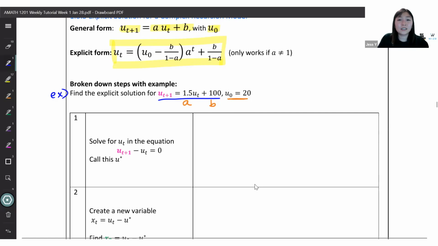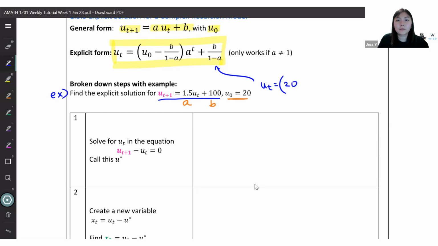So if I wanted to just use this formula, I can say that u sub t equals my u sub 0, which is 20, minus my b, which is 100, divided by 1 minus a, 1.5, times a to the power of t, plus b divided by 1 minus a. It's a painful formula. It's massive. But it's kind of like back when you learned the quadratic formula, how it takes care of everything that you can't factor or don't have to bother factoring. Same idea. And then you can simplify this. I'm just going to do it to show you that it's the same answer in the end.